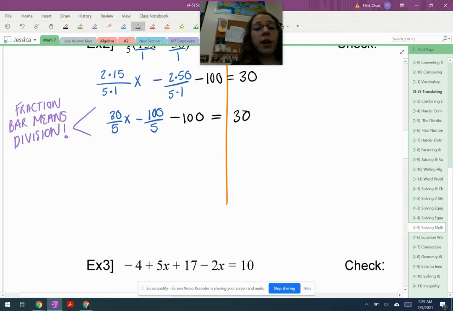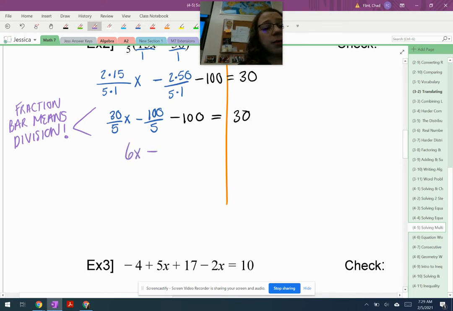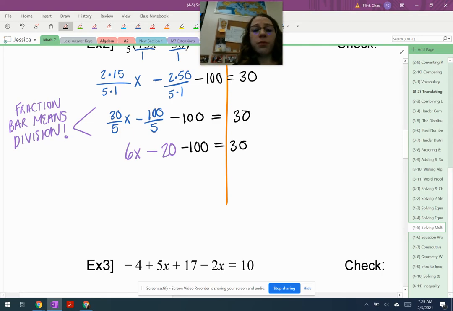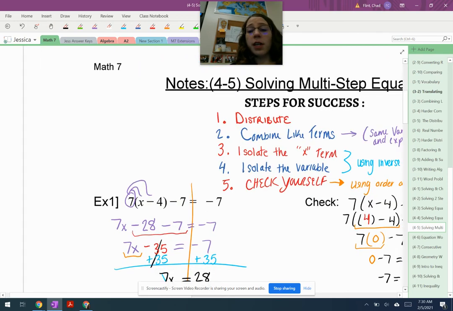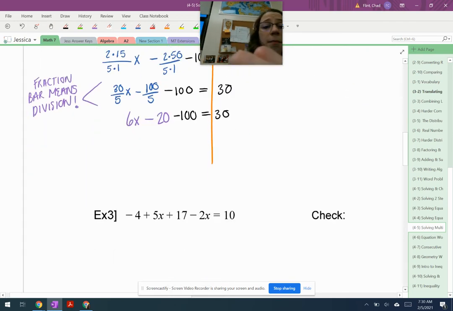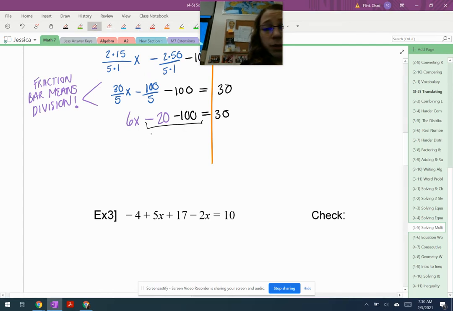What happens when you have 30 divided by 5x? 30 divided by 5 is 6x. And 100 divided by 5 is 20. And then just carry down my minus 100 equals 30. Okay, so we did that distribution. Now, second step, combine any like terms. That minus 20 minus 100 can be combined, leaving me with 6x minus 120 equals 30 still.